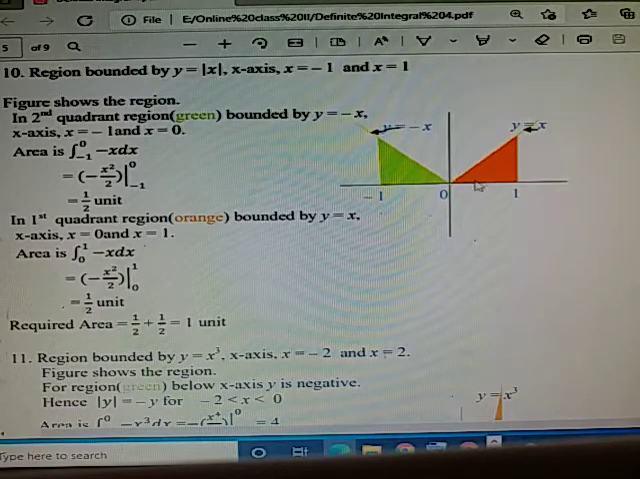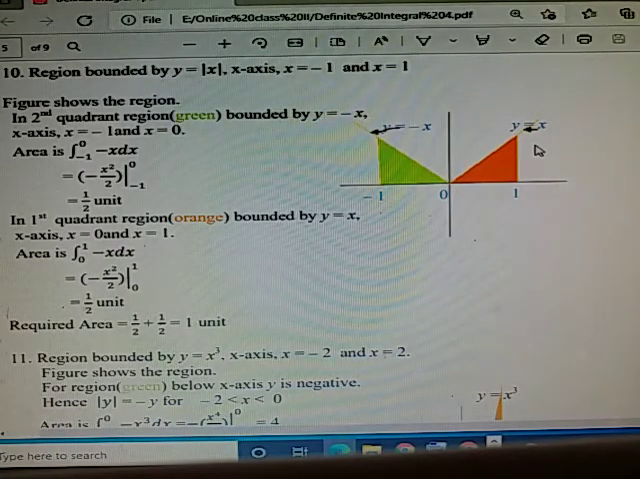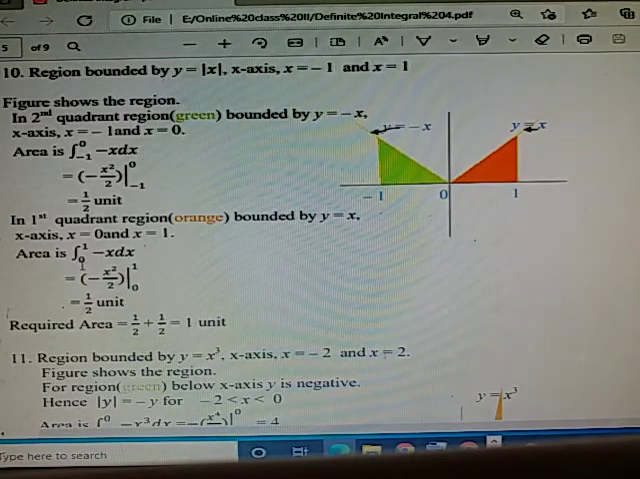You draw the curve, and this part is y is equal to minus x. So our function is y is equal to minus x for this part, minus 1 to 0, and from 0 to 1 it is y is equal to x. So by separating these, the first part is from minus 1 to 0, minus x dx, and the second part is 0 to 1, x dx. So the answer is half plus half, it is 1.